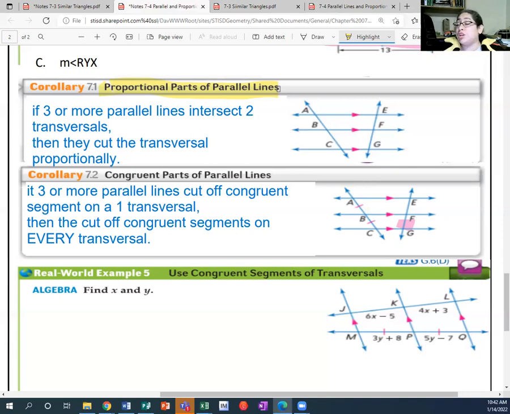Remember that transversals are just lines that intersect 2 or more other lines. So we have 3 or more parallel lines, 1, 2, 3, and they're intersecting 2 transversals, 1, 2. They're going to cut these proportionally. That means this piece and this piece will form a fraction, and that fraction will be equal to the fraction you get when you write this piece and this piece as a fraction.